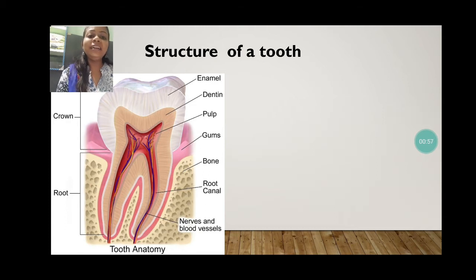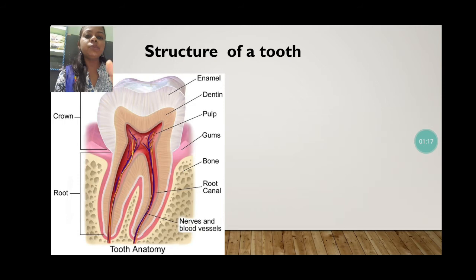It acts like the root of a plant. Have you seen the root of a plant? The stronger the root is, the more strongly the plant can stand upright. The same concept applies to our tooth also. So for the crown, here we are going to discuss the inner part, the inner layers of the tooth.